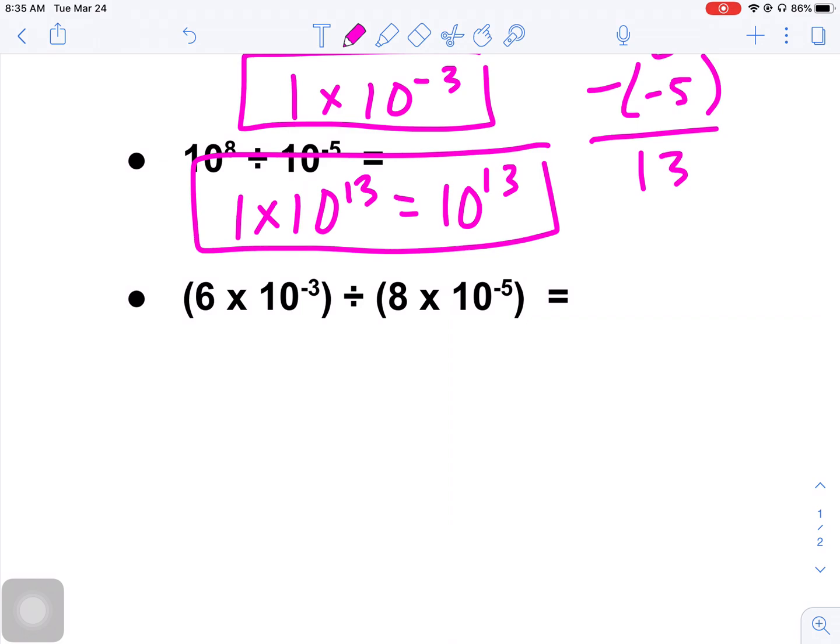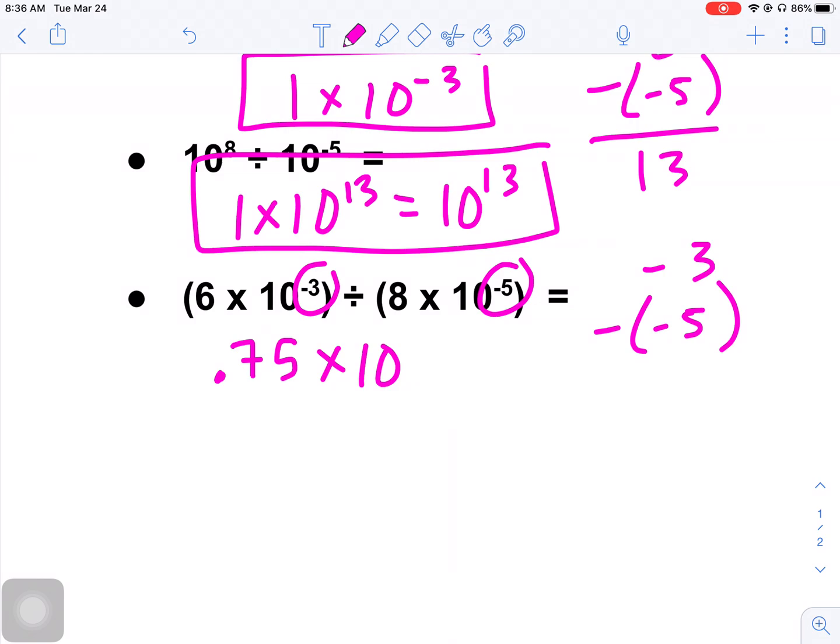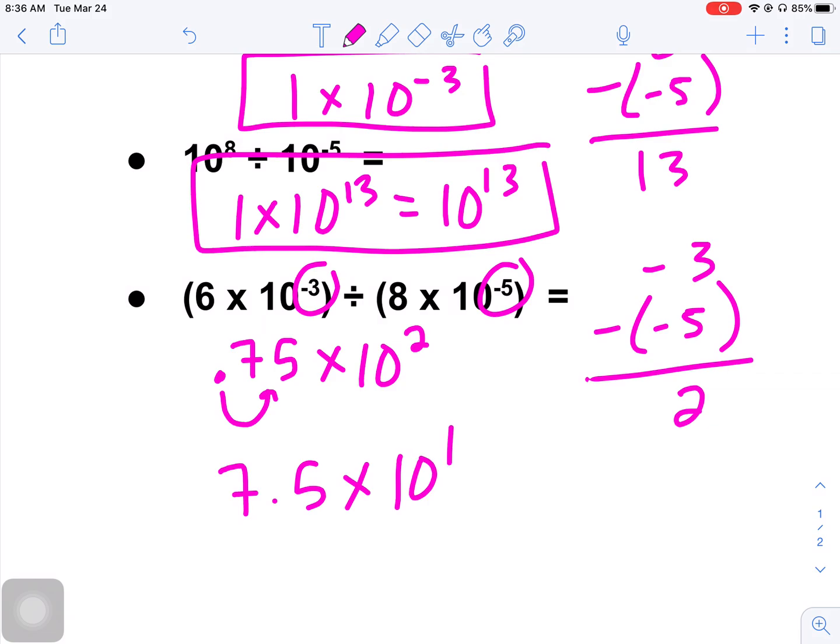All right, next problem. 6 divided by 8 is numerically 0.75. Okay, so we divided the coefficients, 6 divided by 8. Now we're going to subtract the exponents. Negative 3 minus negative 5. Isn't that the same as negative 3 plus 5? So the answer would be 2. Problem is, our decimal is not in the right position. So we're going to shift that decimal to the right one position, and our exponent is going to shrink by 1. So 7.5 times 10 to the 1.